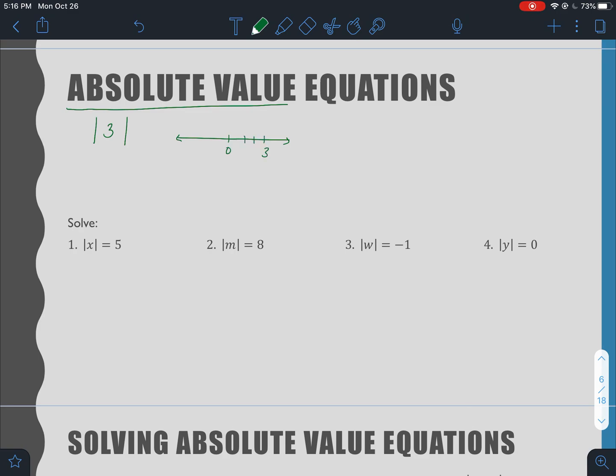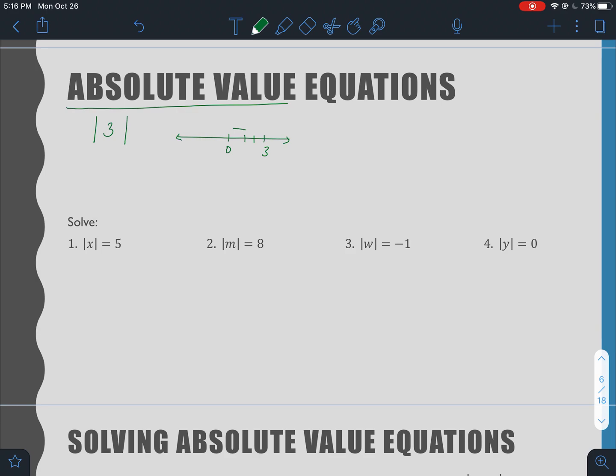So the absolute value of 3 is saying, how far away from 0 is 3 on the number line? Well, it's 3 units away from 0. So the absolute value of 3 is 3. Or if you wanted to find the absolute value of -3, it's asking how far away from 0 is -3 on the number line. Well, -3 is also 3 units, or 3 spots, away from 0 on the number line. So absolute value is a number's distance from 0.